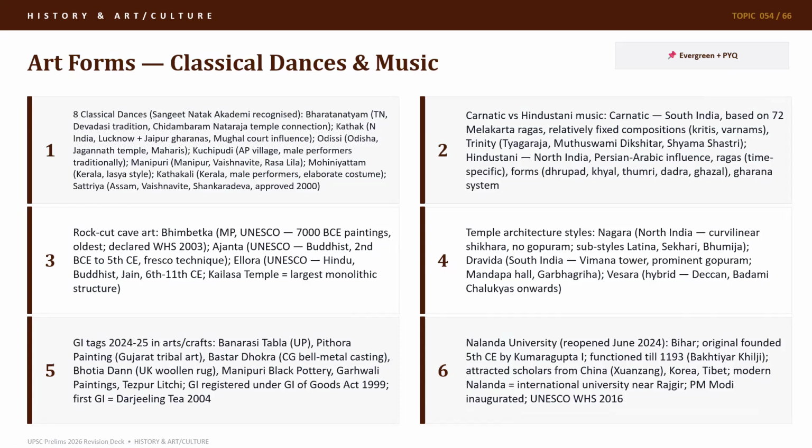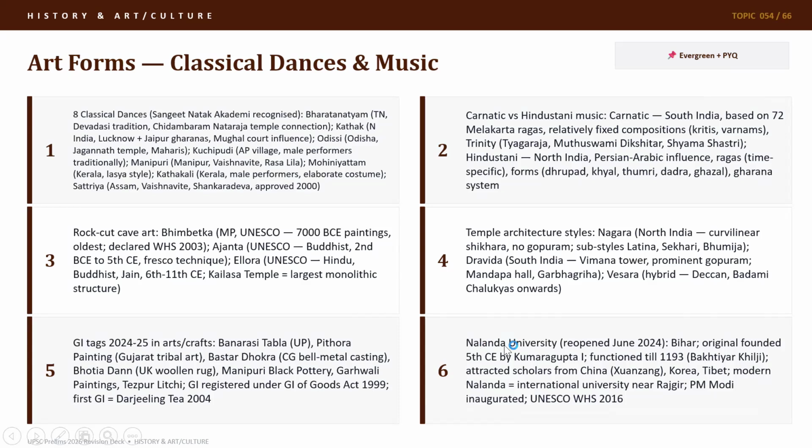We have Bhotia Dan, Uttarakhand woolen rug, then Pithora painting in Gujarat, Banarasi Tabla. You also have Manipuri black pottery, Garhwali paintings of Uttarakhand, and Tezpur lychee. So Tezpur is in Assam. We also have the most famous lychee of the world in Muzaffarpur, which is also given a GI tag, in Bihar. GI is registered under the Geographical Indication of Goods Act 1999, so it is all statutory. First GI was given to Darjeeling tea in 2004. This is very important to know.